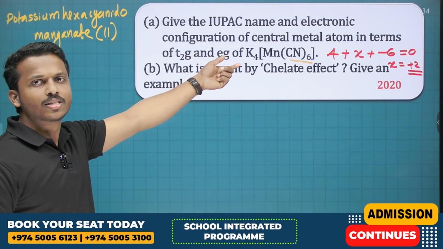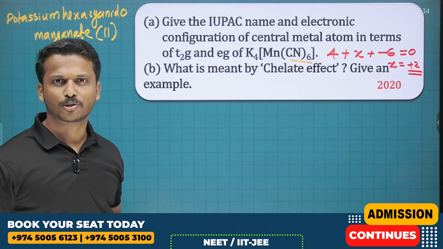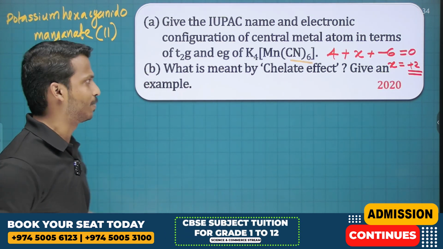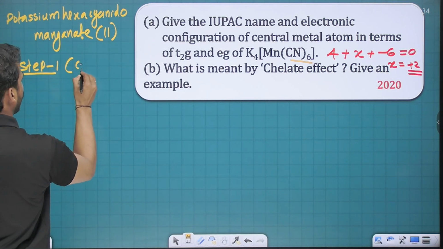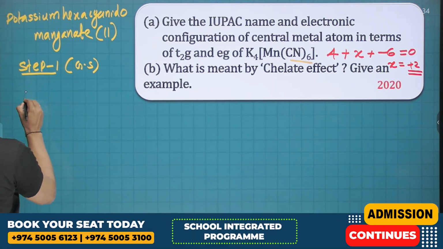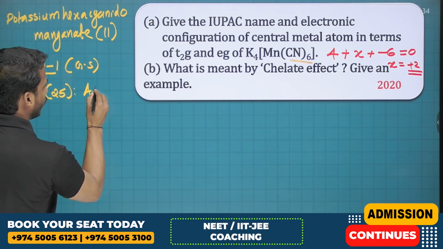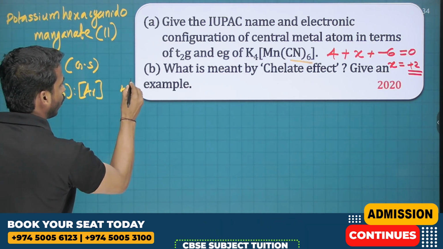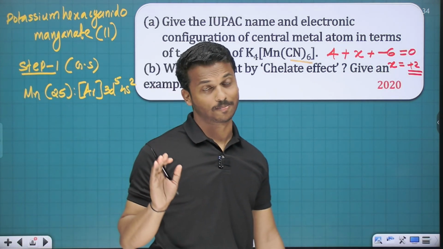Let's write the t2g eg configuration. We can apply the VBT also here. You know, remember step 1, step 2, step 3. What is step 1? Write the ground state of the metal. What is the metal? Mn. You know, manganese atomic number 25. So how do we write the configuration? Argon 4s2 3d5. Hope, my dear students, you know how to write it.